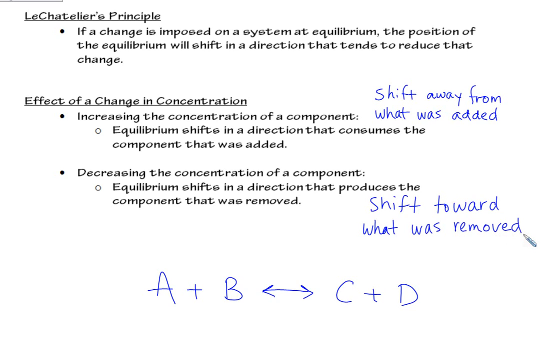So for example, if I take away A, I want 1 mole of A in this particular equation. What if I reduce that to like half a mole? Well, then we're going to shift reverse. We're going to shift toward A so that we can produce more A. If I remove a product, we'll shift more forward. We'll shift in a direction that produces more of one of these products, C or D.